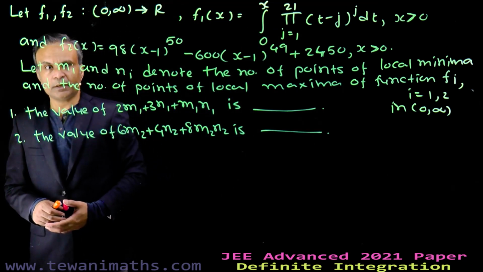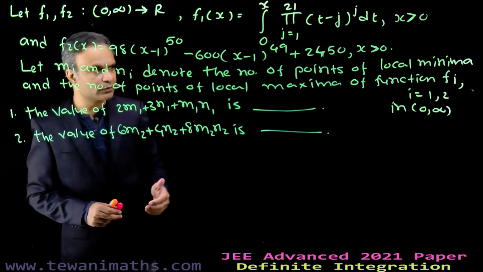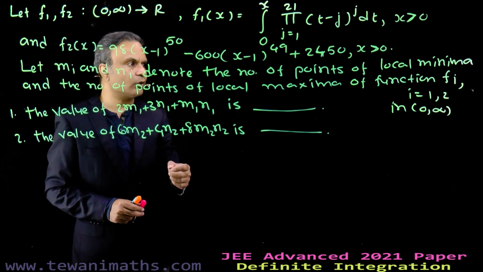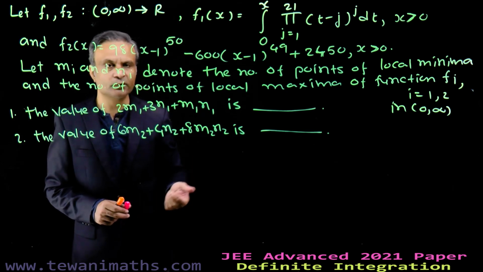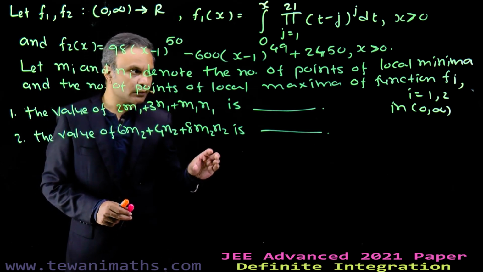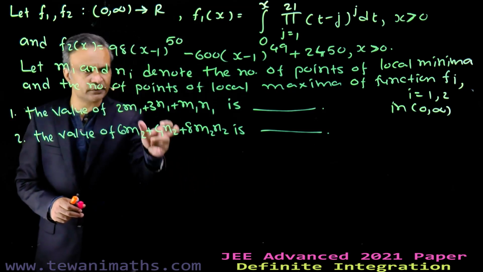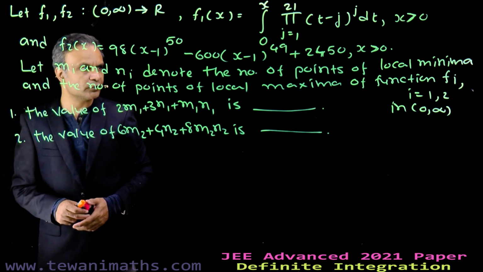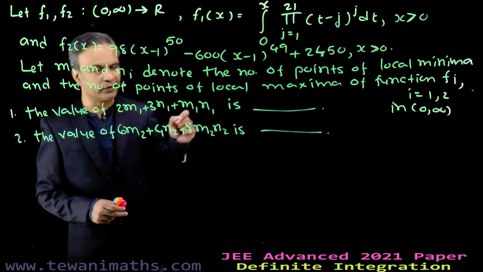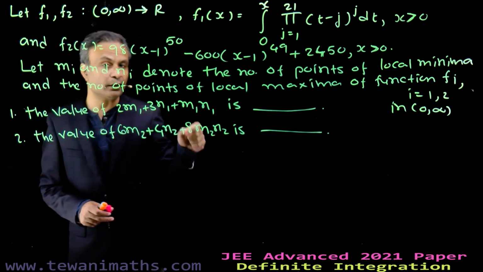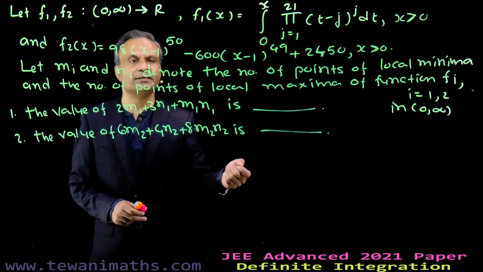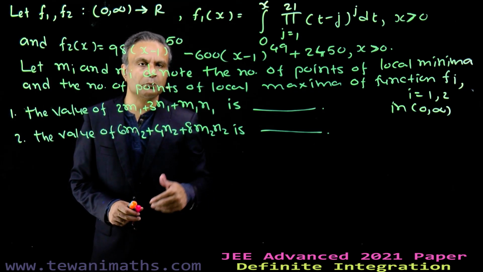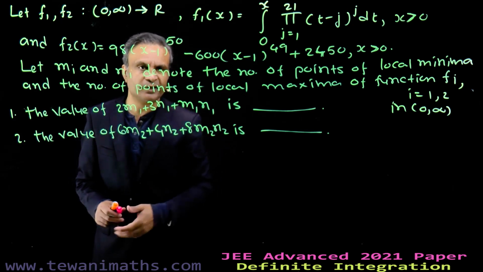In both the cases, x is greater than 0. And mi and ni denote the number of points of local minima and the number of points of local maxima of function f of i, where i is equal to 1 and 2, in the open interval 0 to infinity. Then we have to find the values of these two expressions. Here m1 will be the number of points of local minima of f1, and n1 will be the number of points of local maxima of f1. So how can we find points of minima and maxima?